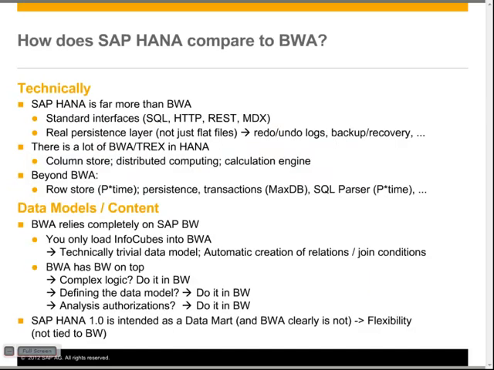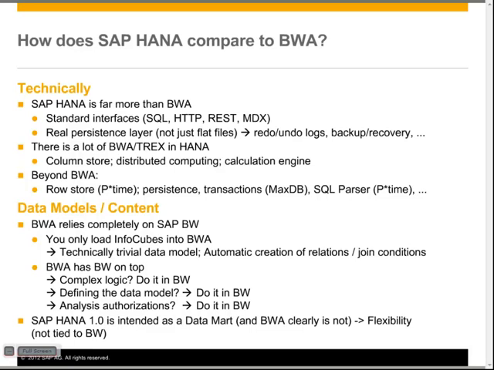So when we are discussing both BW, BWA, and HANA, we might ask ourselves, how does HANA compare to BWA? The HANA database has components from various other software applications. For example, the row store of the SQL parser has some code from the P-Time database, which was acquired by SAP in 2005. The column store has code from the BWA T-Rex engine. The persistence layer, the data and the log volumes, has code from MaxDB.